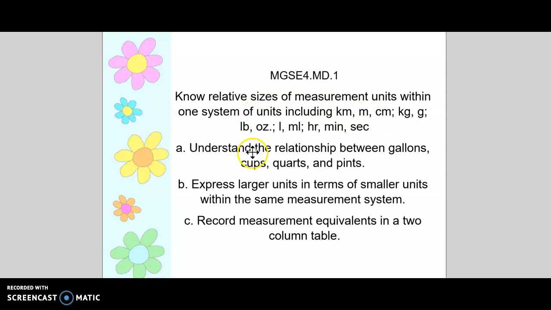We're also going to talk about understanding the relationship between gallons, cups, quarts, and pints. That's new for fourth grade. That's not something that you've talked about before. We're going to cover that later on this week.